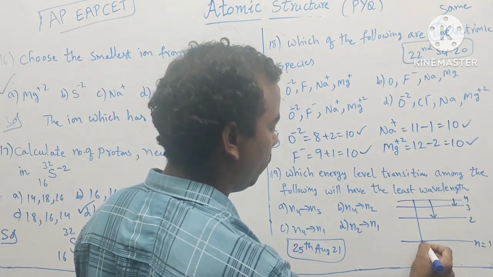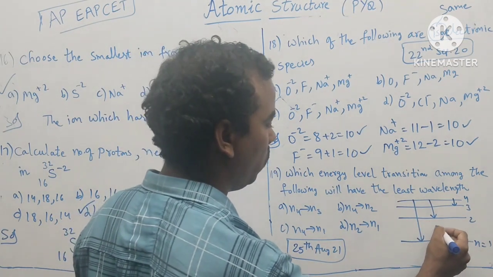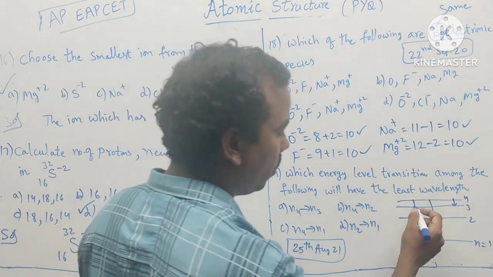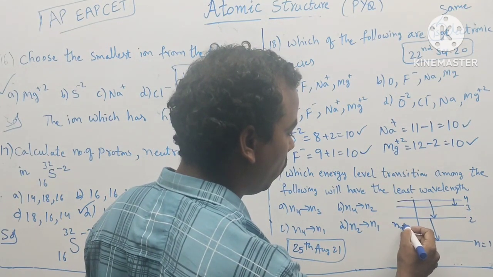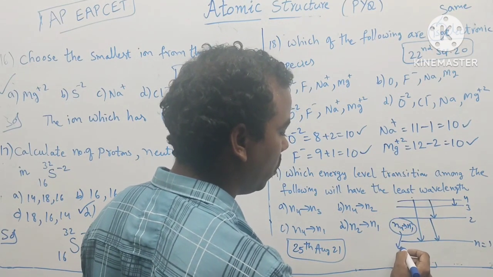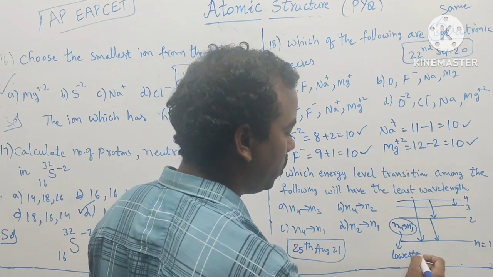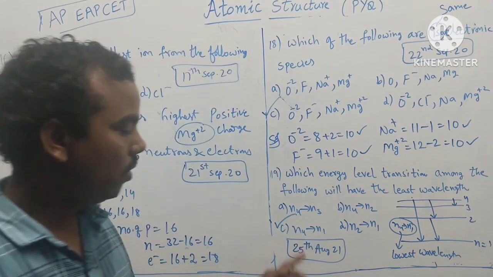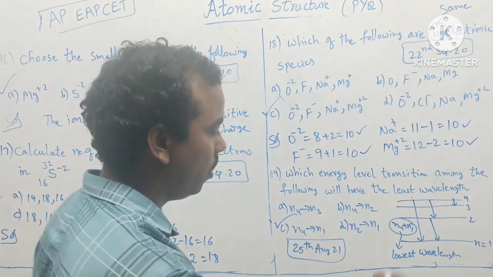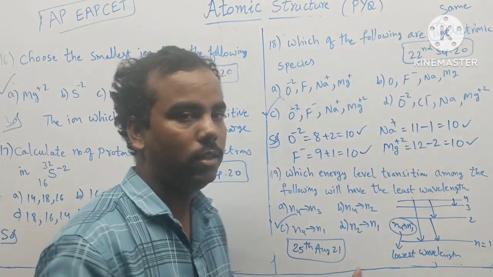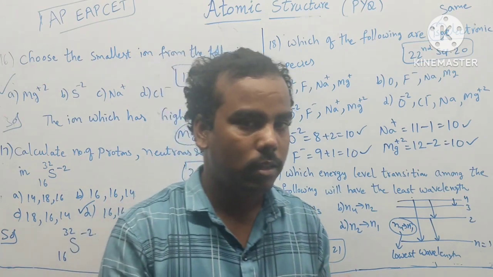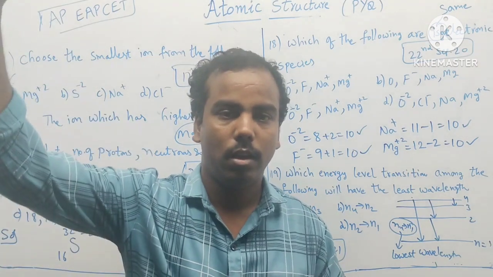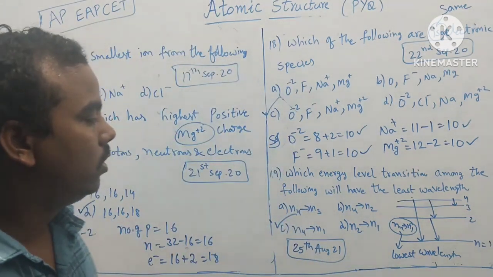N4 to N1 is very high energy. N2 to N1 is lower energy. So the highest energy is N4 to N1. Highest energy means lower wavelength. Lowest wavelength. So highest energy has lower wavelength. That means the answer is N4 to N1. It is the highest energy transition. How do you know? Energy is equal to hc by lambda. Energy and lambda are inversely proportional. If energy is high, wavelength is less. So note this one.